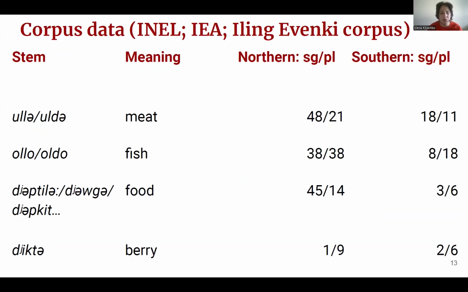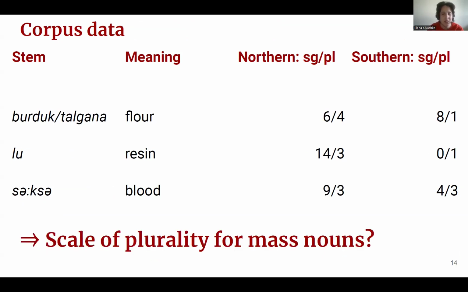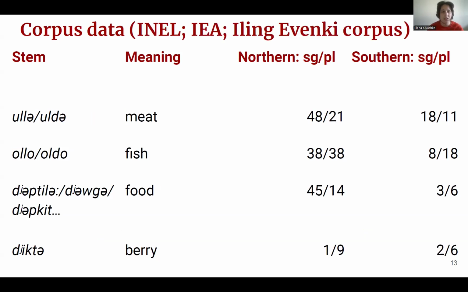We used several Evenki corpora to find out which mass nouns are used in singular forms and which are used in plural forms. In this slide and in the next slide, you can see several mass nouns and the numbers of their occurrences in the corpora in the singular form, which is the first figure, and the plural form. We actually focused on 2 groups of dialects, northern dialects and southern dialects, because unfortunately most corpora are focused on them and do not have enough data for eastern dialects.